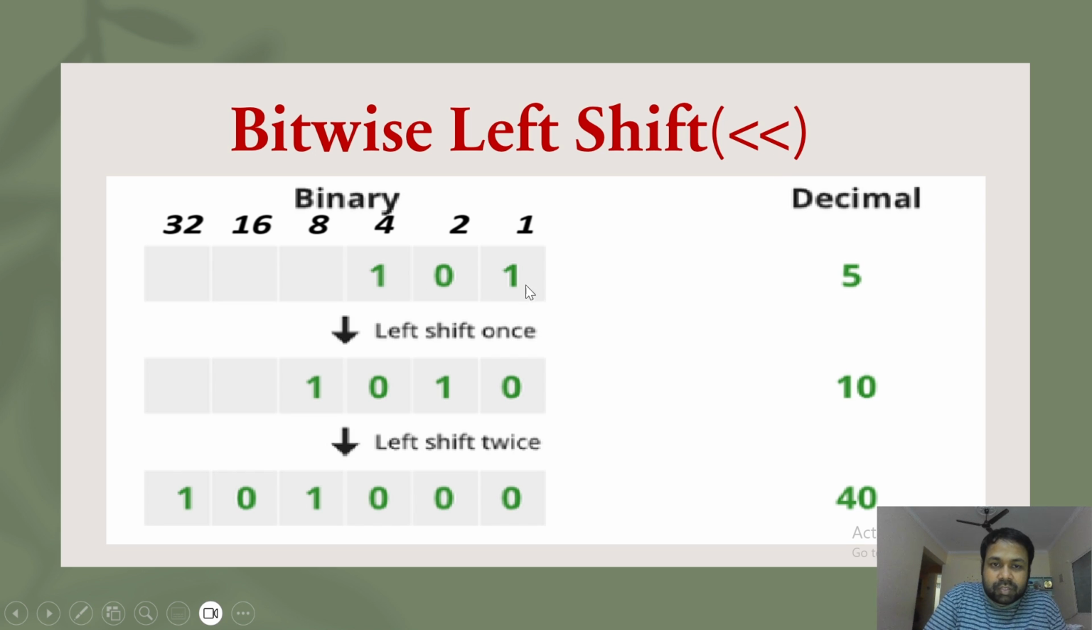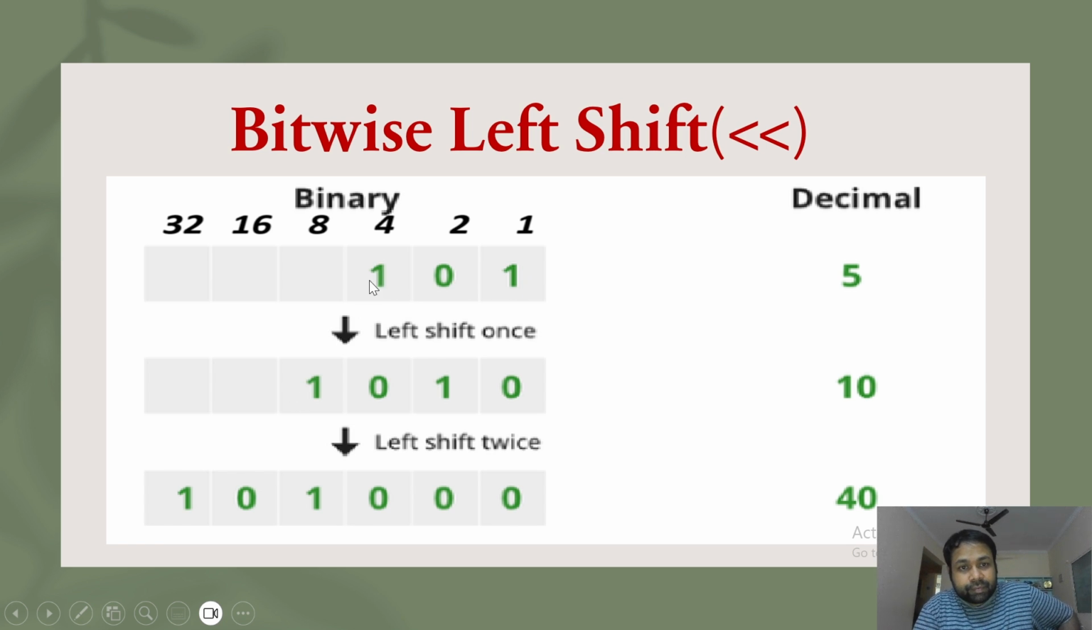For example, your value is 101. If you are asking to perform left shift one time, this one will come to the next place, like this. This one is shifted to the left. At the place of 4, 1 is there. This one will be shifting to the place of 8. And at the place of 2, what is that? 0. It will be shifting to the left. When you are performing the left shift operator, you start from the leftmost side, not the rightmost side, the leftmost side.